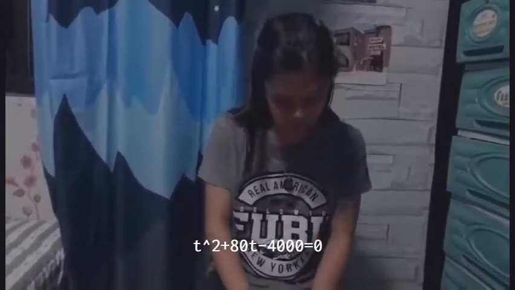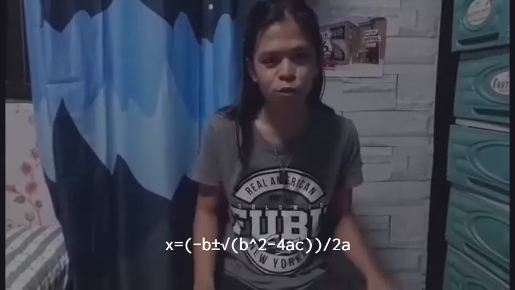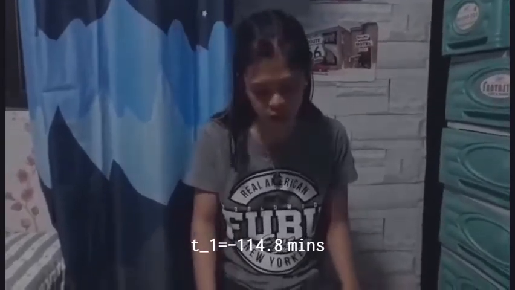To get the time when the amount of salt is 100 pounds, we will use the quadratic formula. As we recall from grade 9 algebra, ax squared plus bx plus c equals 0, or x equals negative b plus or minus the square root of b squared minus 4ac, divided by 2a. The first result is negative 114.8 minutes, which is not applicable for time, since time must not be negative. For the second result, we get 34.8 minutes, and this is the answer to find the time when the amount of salt is 100 pounds.